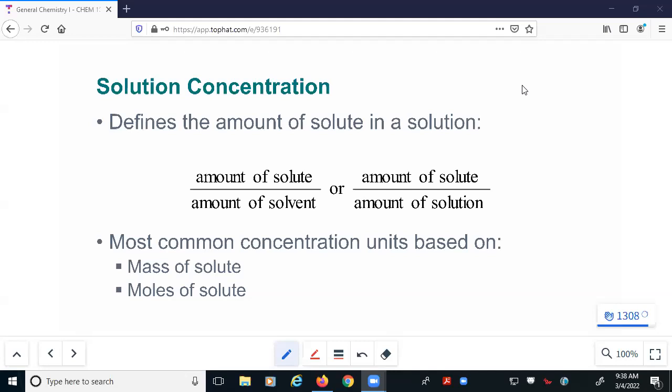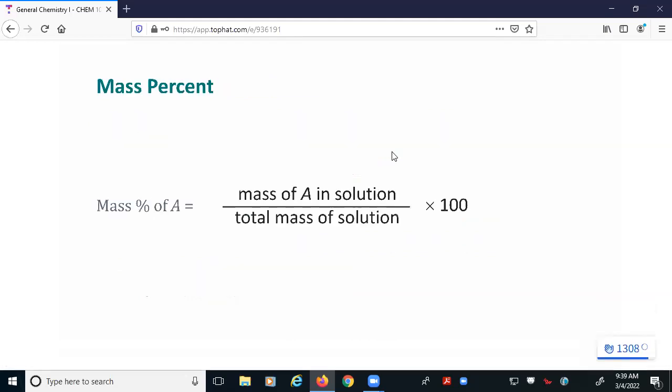So concentration values come in one of two types. We're either looking at ratios of solute and solvent, and we'll get more on that in chapter 11, or we are going to talk about solute and solution. That's going to be our primary focus in this chapter. Now, there are a variety of different ways to account for solute and solution, and we're going to talk about two common ones: one that's based on mass and one that is based on moles.